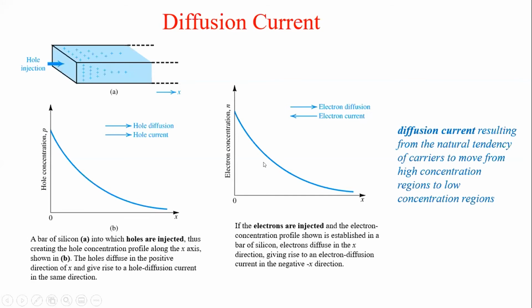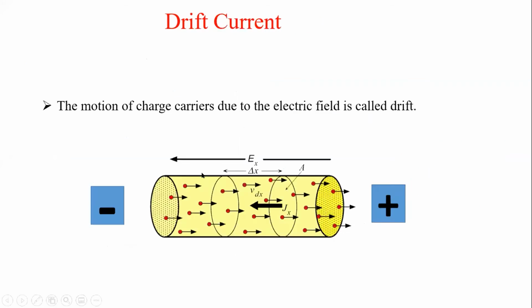So what happens here, like in nature, is that the holes start to move from the higher concentration towards the lower concentration. And when charges move, we call this a current. This current is called diffusion current. This is a natural tendency for all carriers to move from higher concentration to lower concentration regions.